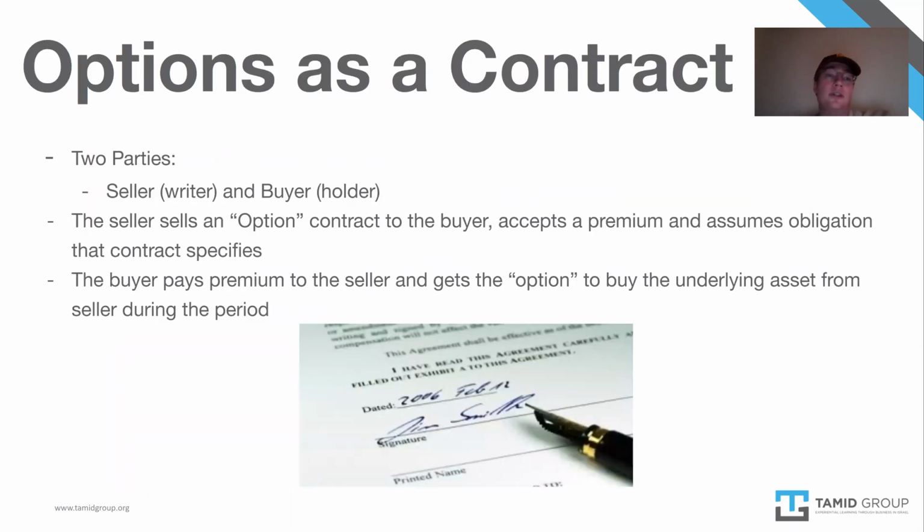In an options contract, there are two parties. There's the seller who writes the option and the buyer who holds it. The seller sells an option contract to the buyer, accepts a premium, and assumes the obligations of the contract specifics. The buyer pays the premium to the seller and gets the option to buy the underlying asset from the seller during the period. Most of the time, the underlying asset will be a stock or maybe a bond, but in US markets, it's primarily just stocks.